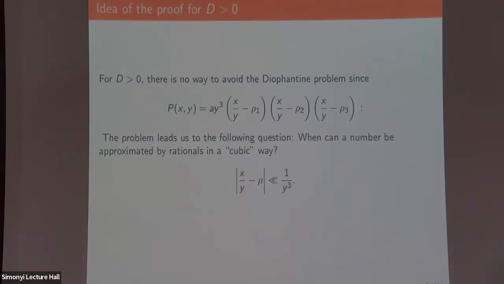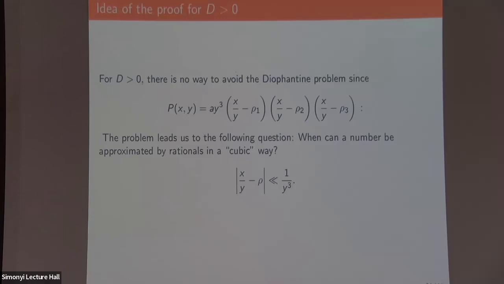Okay, so how do we deal with this? In order to study the infimum of this form, we have to find x and y such that at least one of these parentheses is small, right? So one of these parentheses should beat the y to the cube factor. In order to beat a y to the cube, we need to understand when we can approximate a number cubically well. So this is rational approximation, but with the exponent 3 instead of the exponent 2.